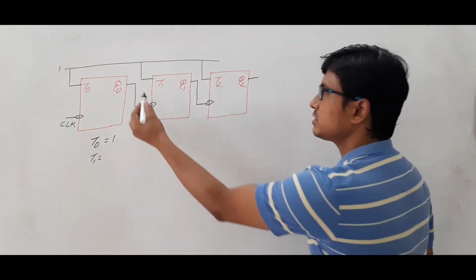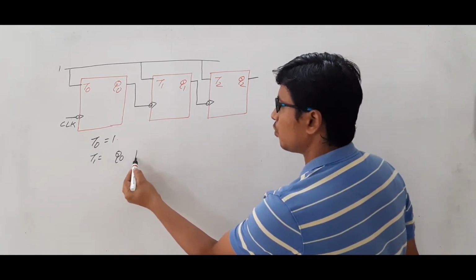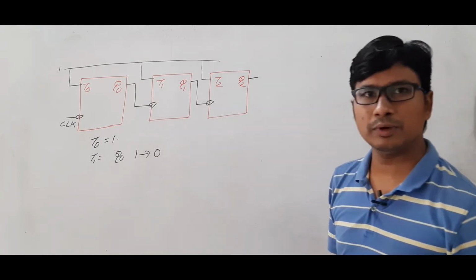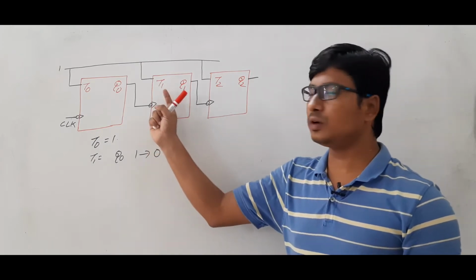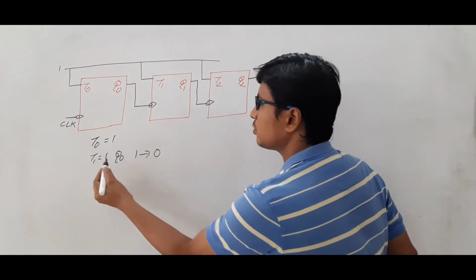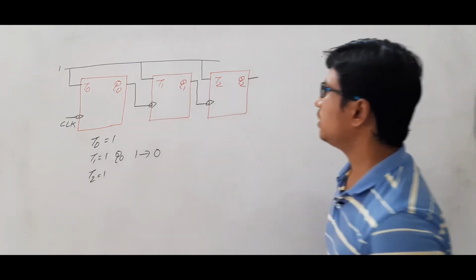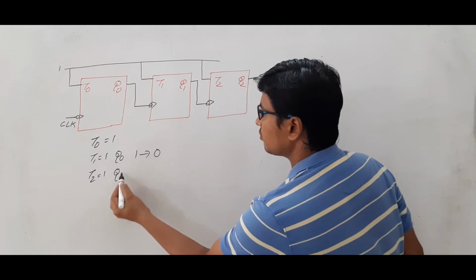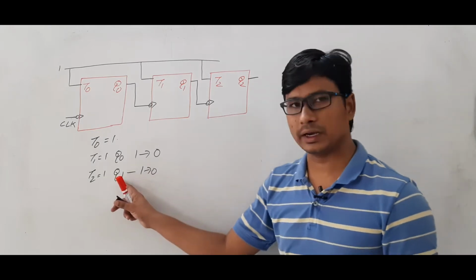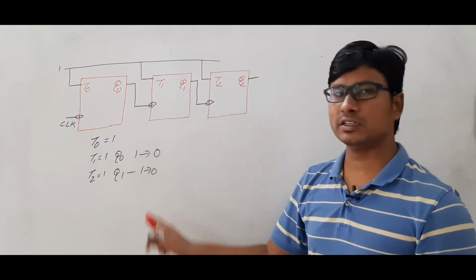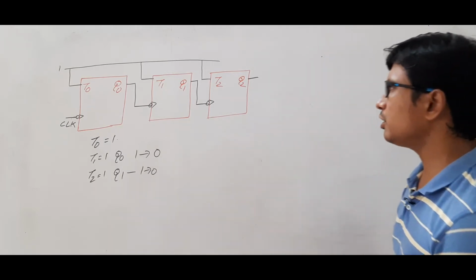Coming to T1. T1 is a negative edge clock. Negative edge clock means whenever Q0 goes from 1 to 0, are you able to understand? If Q0 is 1 and Q0 next is 0, then only it will be enabled, then T1 is equal to 1. Similarly, T2 will be 1 whenever Q1 is going from 1 to 0. Are you able to understand it or not? Means Q1 is 1 and its next state is 0, then T2 will be equal to 1. Okay, are you able to understand?